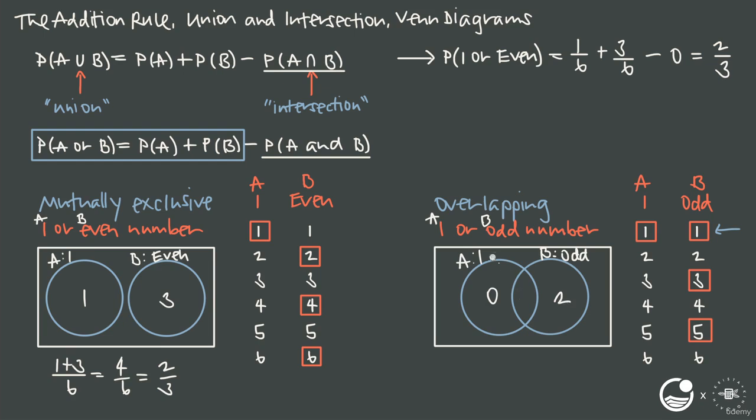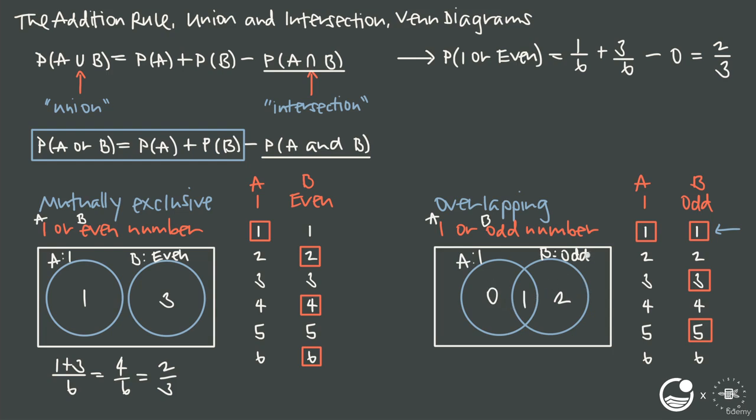And then in the center, this is A and B both occurring. So how many ways are there to get a 1 and an odd number? Well, there's only one way, because there's only one way to get a 1, but 1 is itself an odd number. So there's exactly one and only one way that we can roll a 1 and an odd number, and that is to roll a 1 itself. So we fill in our Venn diagram.